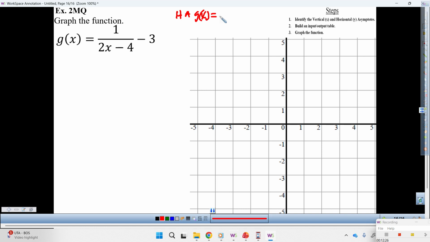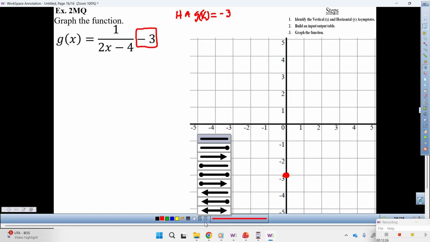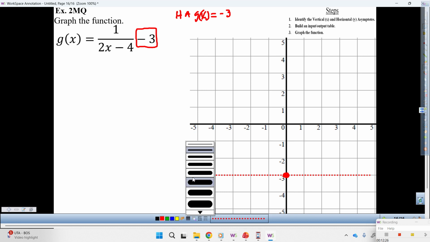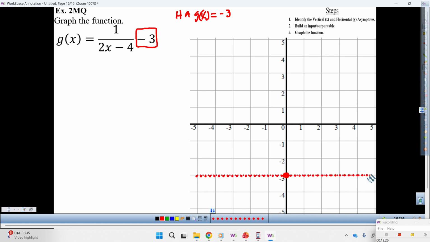After all that talk with your neighbors, let me go with German. German, what's our g of x? Negative 3. Box it. There it is. Negative 3. We go to negative 3 on y, plot your point, and then a dotted line going through that. Let me make that a little bit thicker. A little bit better, yeah?